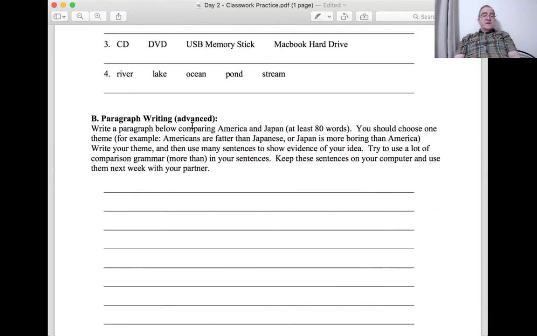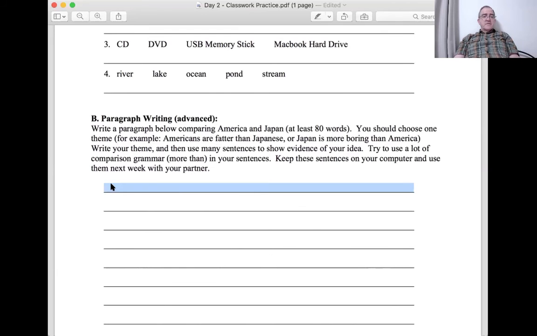Write a paragraph below comparing America with Japan, at least 80 words. You should choose one theme. For example, Americans are fatter than Japanese, or Japan is more boring than America. You can make your own theme, okay? One idea about America and Japan, okay? Write your theme. Okay, let's say I say Americans are fatter than Japanese.